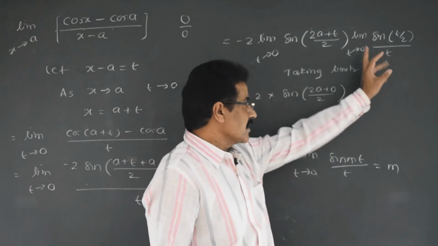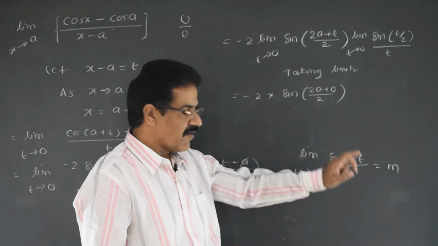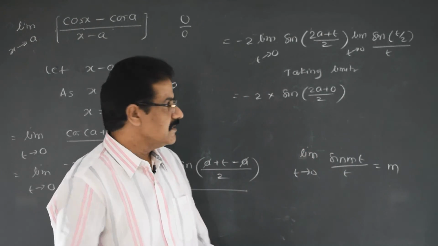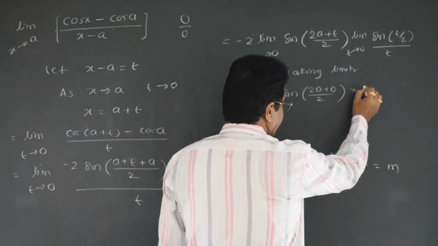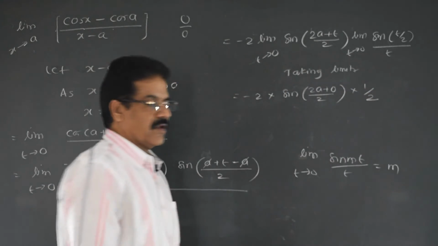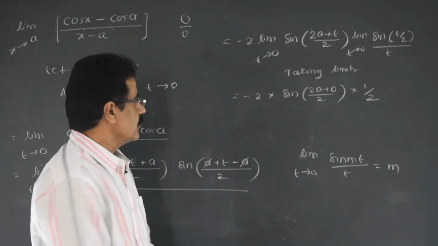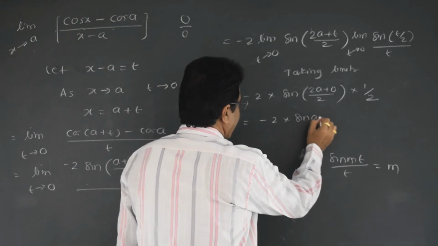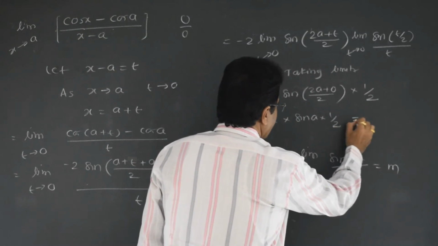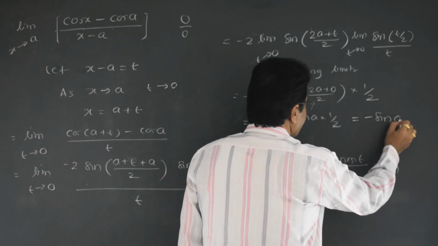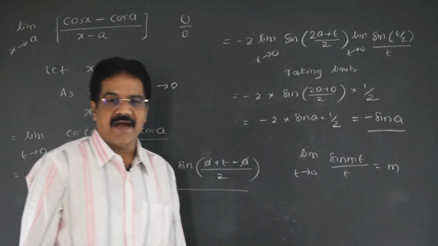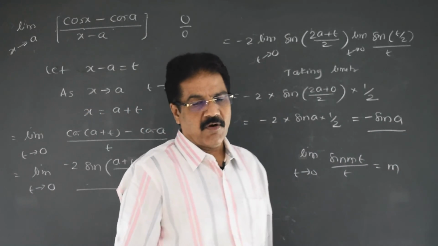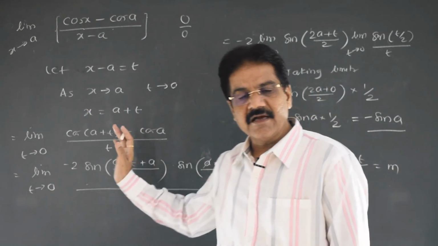As far as the second term is concerned, it is in the form of sin of mt upon t equal to m. So the coefficient of t is 1 by 2, and therefore the answer of that limit is 1 by 2. So the final answer is minus 2 into sin a into 1 by 2, and therefore we get the limiting value of the function as minus sin a. So this is all about limits of trigonometric functions.